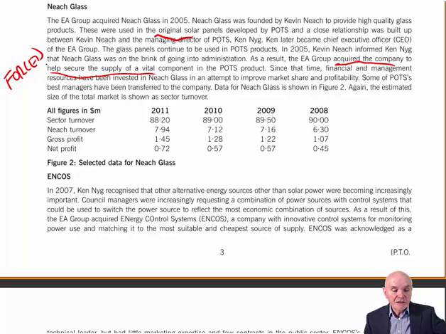Since that time, financial and management resources have been invested in Nich in an attempt to improve market share and profitability. Some of the best managers have been transferred to the group. So we have invested there, we have put in financial and management resources, and the best managers have been transferred to the company. Data for Nich is shown in figure 2. Again, the estimated size of the total market is shown as sector turnover. So let's see what's going on with these figures here.